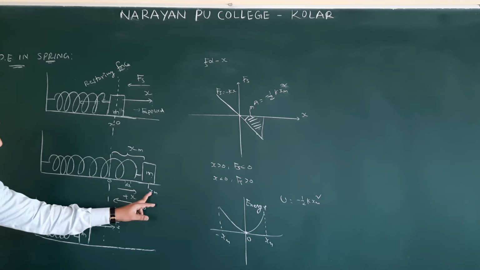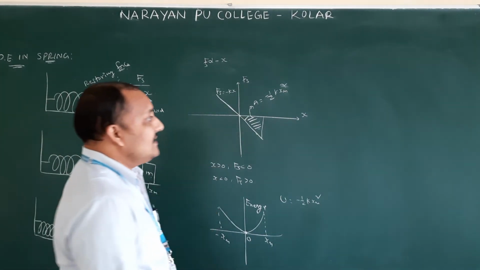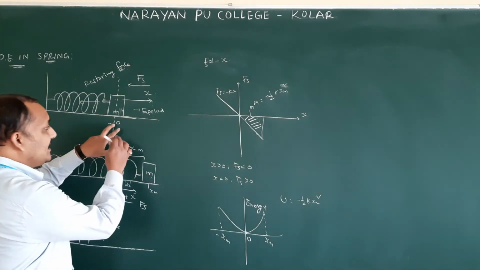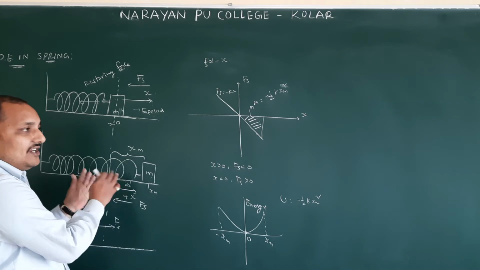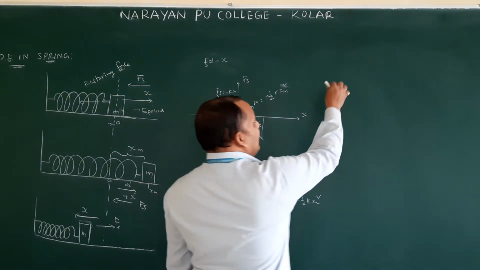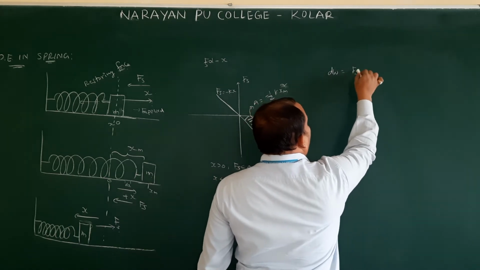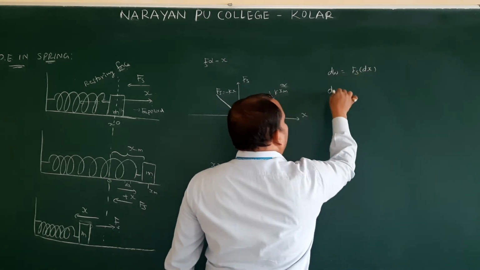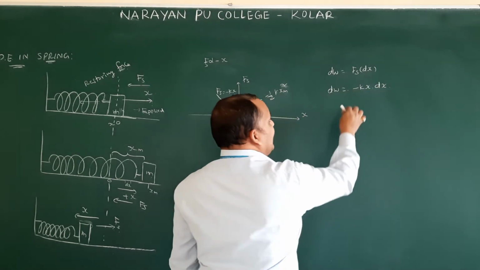Whenever we take initial position to final position, it gives the same result. Here we have taken the initial position as 0 and the final position as xm. Somewhere we take initial position to final position, and at that time you get the equation like this: dW is equal to Fs into dx, dW is equal to minus kx dx. Now integration on both sides.